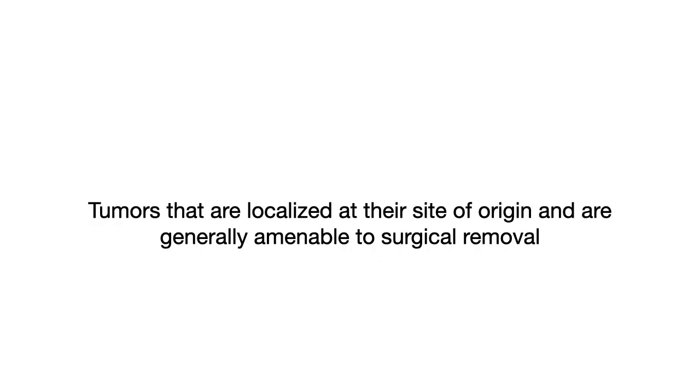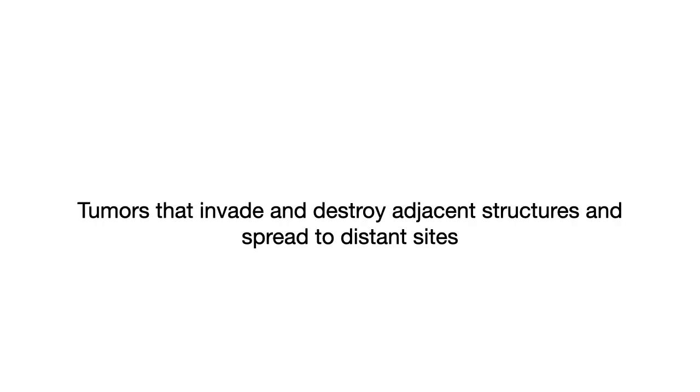In some tumors, both the tumor parenchymal tissue and the stroma can be malignant. In some cases, only the parenchyma or the stromal component is malignant. Tumors that are localized at their site of origin and are generally amenable to surgical removal are said to be benign. In contrast, what do you call tumors that invade and destroy adjacent structures and spread to distant sites? These tumors are known as malignant tumors.